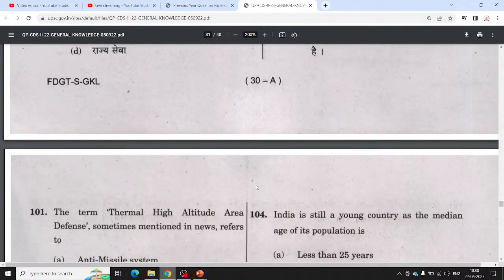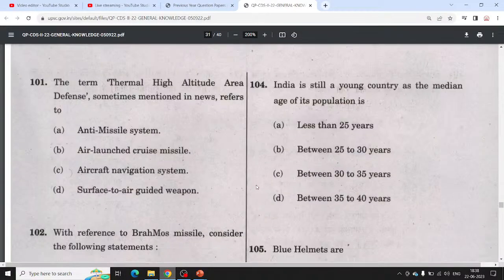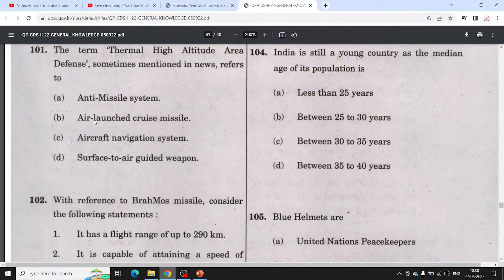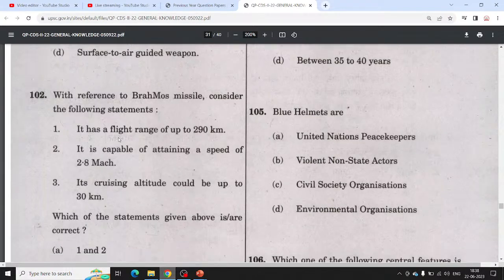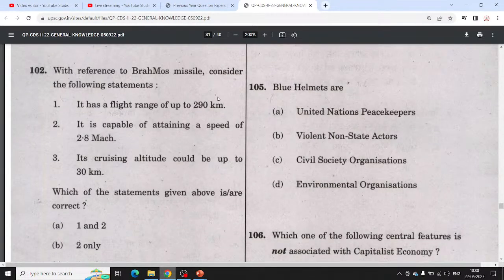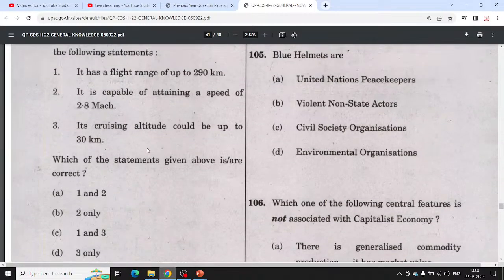Okay? And even if our basics are strong, there are some questions like this. Imagine the missile system. Okay, anti-missile, BrahMos missile. See down there they are asking about BrahMos. Okay, the first point is wrong. It is not 290. Now what is Mach number? If I want to explain the second point here, what is this Mach number? I have to explain, taking another chapter of sound. Okay, so cruising altitude. This is how you have to, blue helmet. Yes, out of the syllabus, blue helmet.